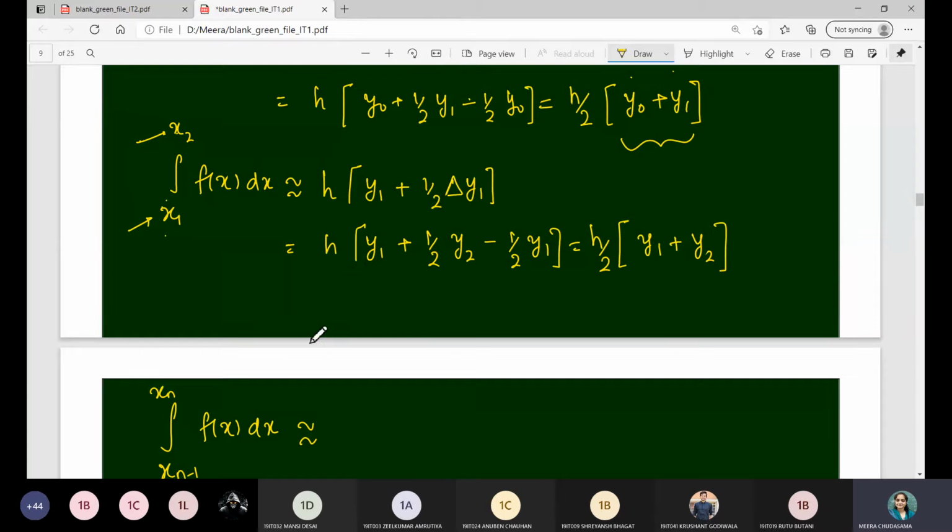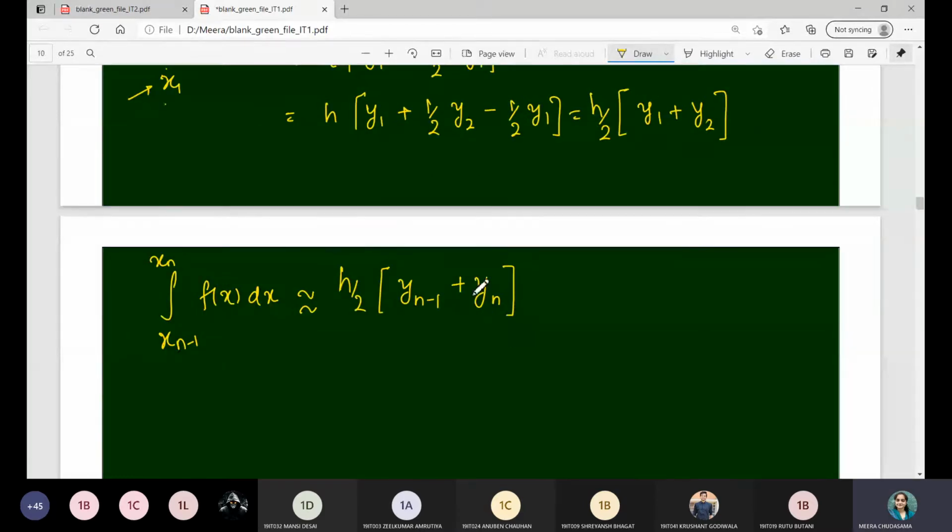What will it be? Final answer? Yes, you can predict it, we do not need to substitute in it. h by 2 times yn minus 1 plus yn. Yes, yn minus 1 plus yn, right? Corresponding to the upper and lower limits, you have to take their y values.